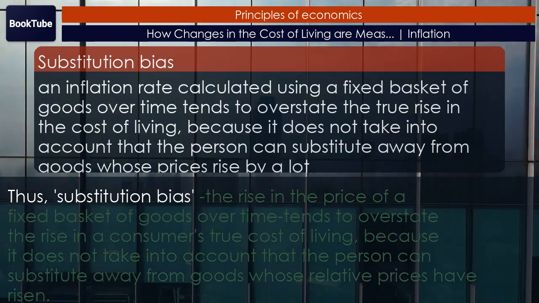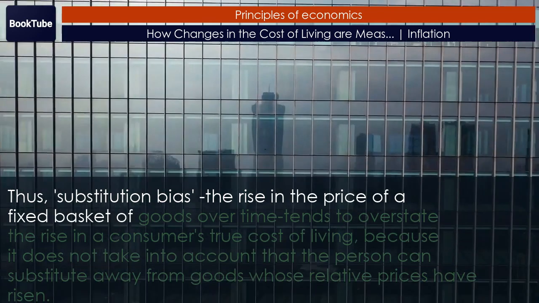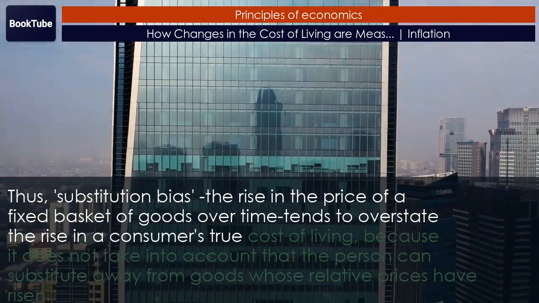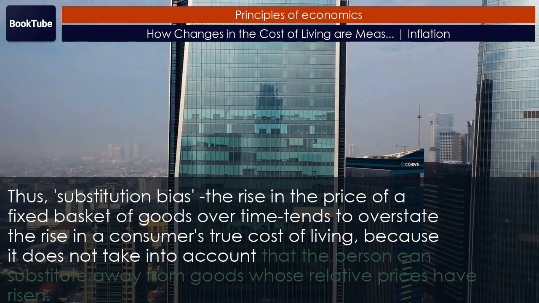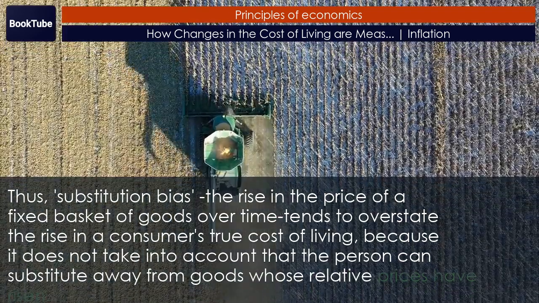Thus, substitution bias, the rise in the price of a fixed basket of goods over time, tends to overstate the rise in a consumer's true cost of living, because it does not take into account that the person can substitute away from goods whose relative prices have risen.